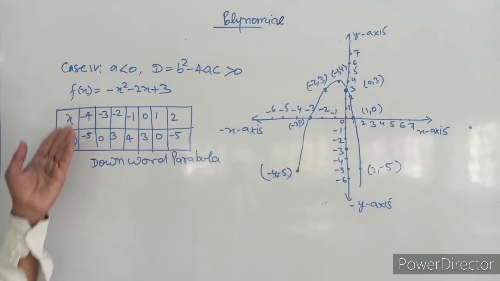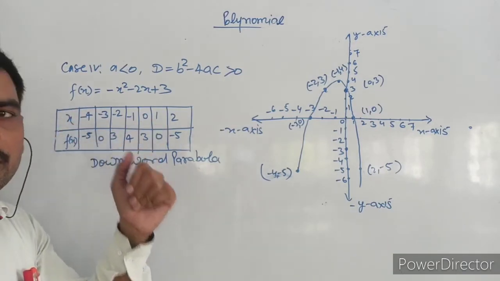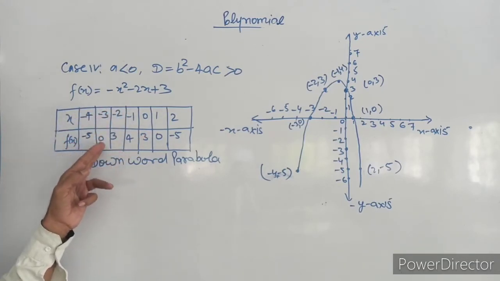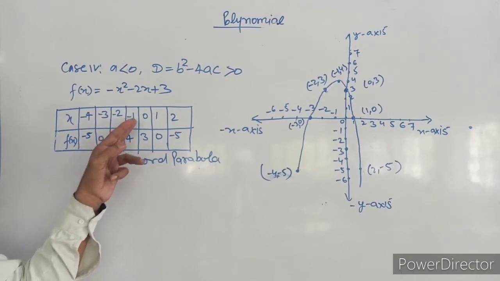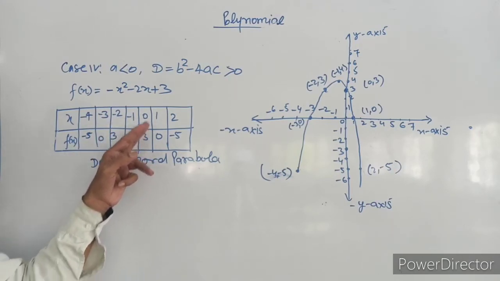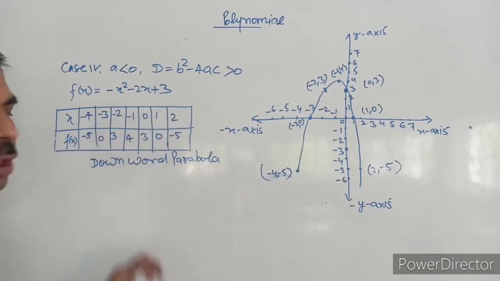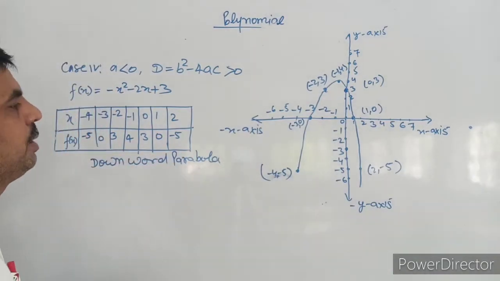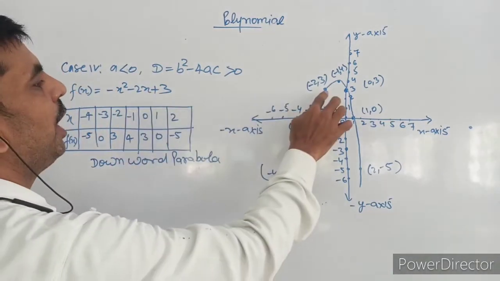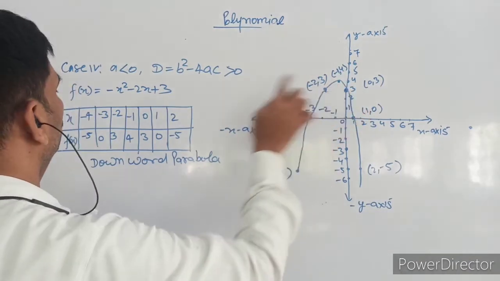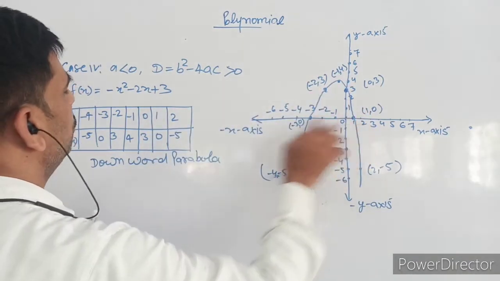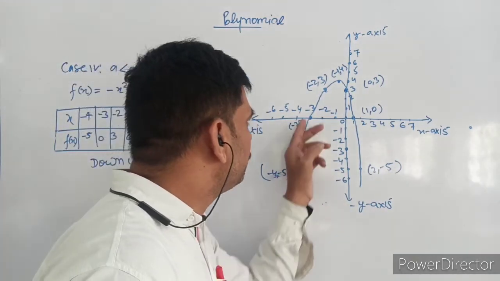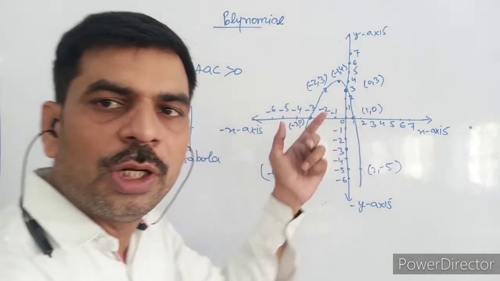We find the value of f(x) for different values of x. When you put -2, you solve and get 3. If you put -3, you find 0. For -2, then 3. For -1, then 4. For 0, 3. For 1, 0, and for 2, -5. For these points, we plot on the graph: (-4, -5), (-3, 0), (-2, 3), (-1, 4), (0, 3), (1, 0), and (2, -5). When you join this smoothly, you find a downward parabola.